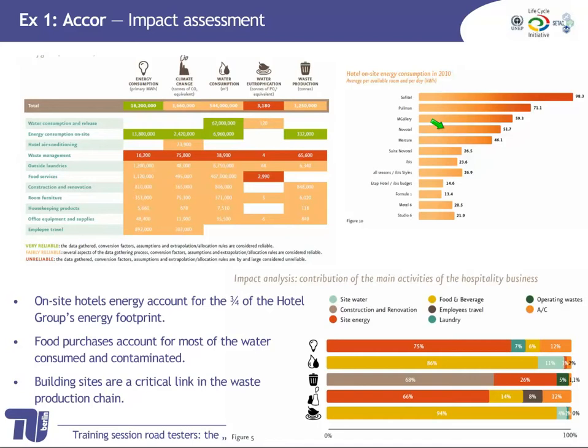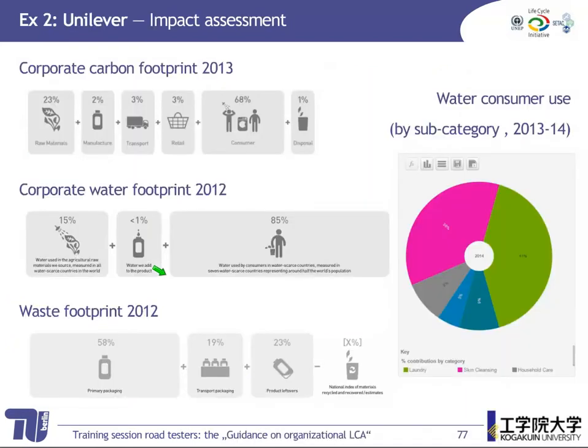Here we have the results for the different hotel brands that are included in Accor. Here we have the energy consumption for each of them. And then here we have the contributions of the different activities to the whole impact. And here you have the example for Unilever. They performed the corporate footprint for carbon, for water, and for waste. And here you can see the contribution of each of the steps of the life cycle to each of the inputs. So let's move on.